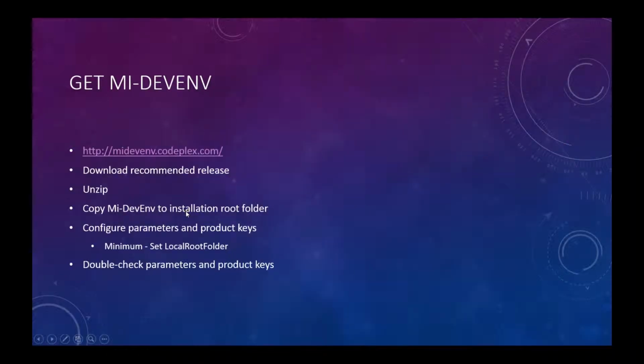So after copying the Mi-DevEnv files into your installation folder, you then need to configure parameters and product keys so that it's ready to use in your local environment. And once you've set those parameters, I'll show you how to do that in a second, I really need to stress and double stress and triple stress that you have to double check your parameters and product keys.